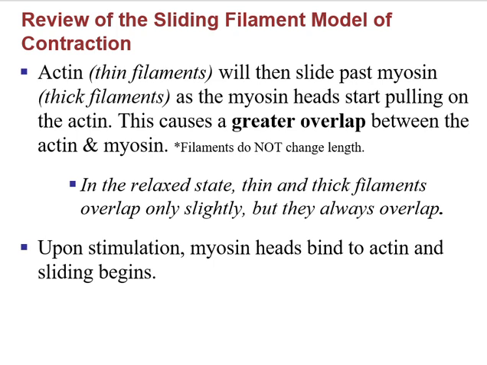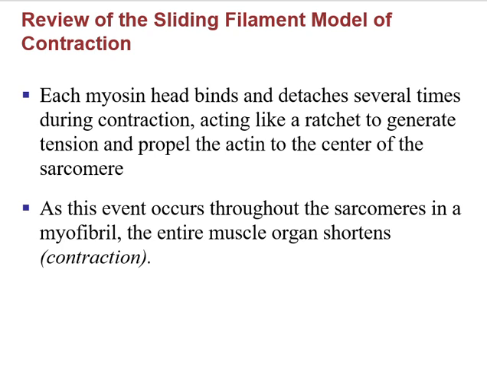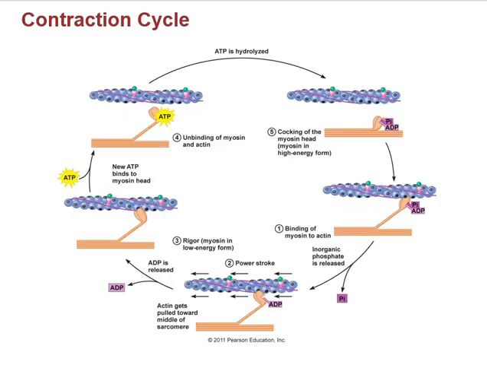So in a relaxed state, the thin and thick filaments overlap only slightly, but they always overlap. And upon stimulation, we see increased overlap because the myosin head that binds to actin initiates sliding. And each myosin head binds and attaches several times during contraction to actin. It actually acts like a ratchet or a propulsion force to generate tension to propel the actin toward the center of the sarcomere. And this keeps occurring, and throughout this event, this sliding filament model of contraction, the sarcomeres in each myofibril shorten. And this builds tension.